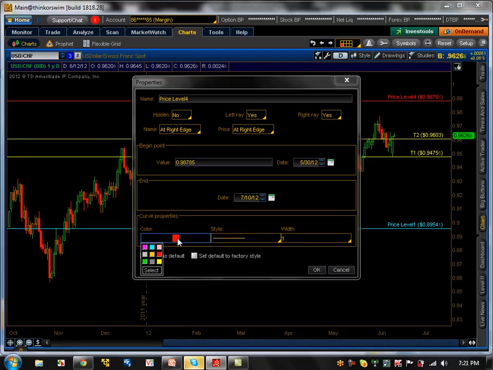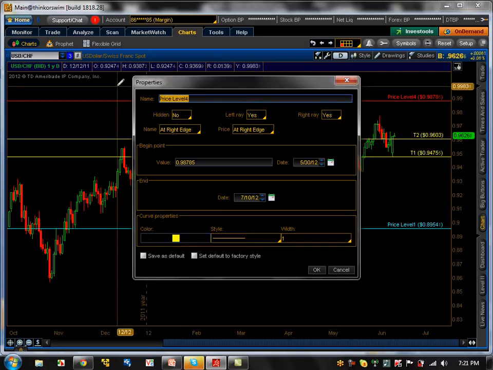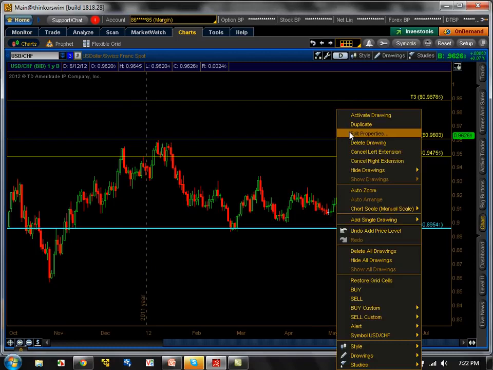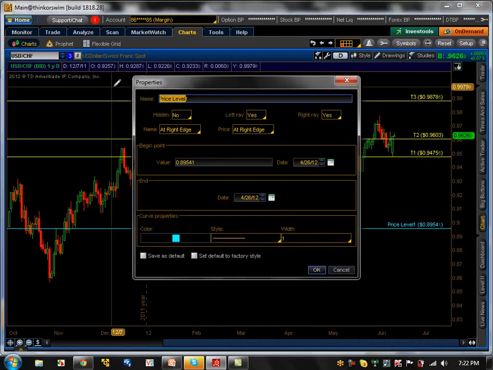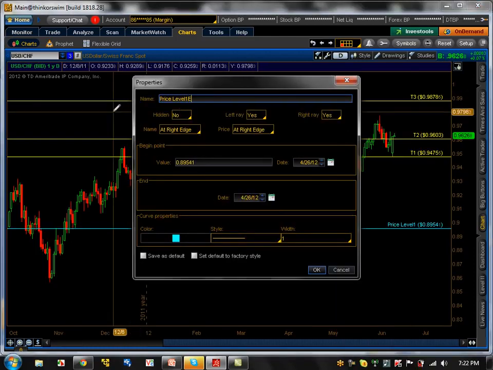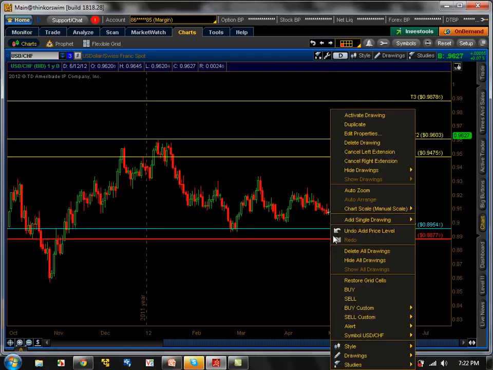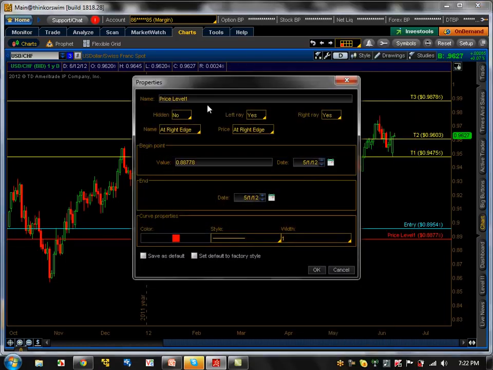And my third one, it's here, T3. So boom, this is my entry. And my stop, since this is a 61.8, was just a couple of points below that, let's just say it's here. And this is my stop.